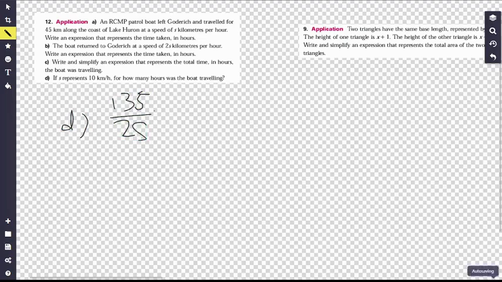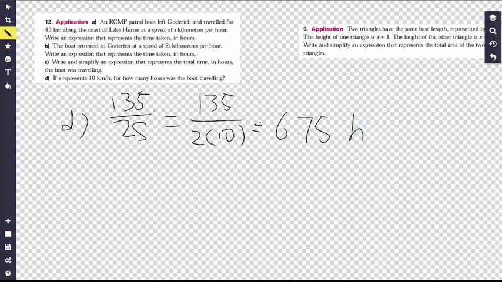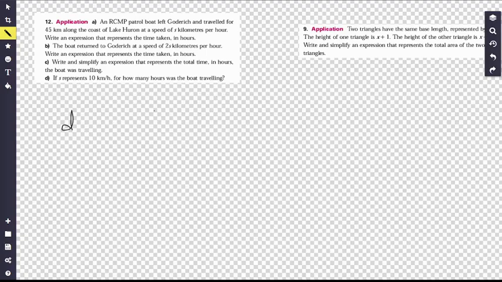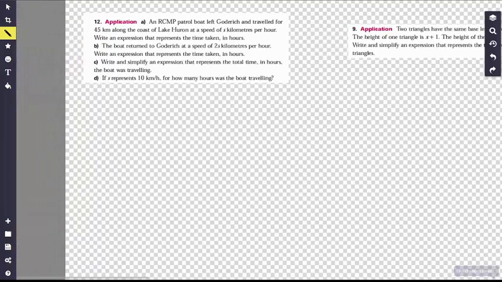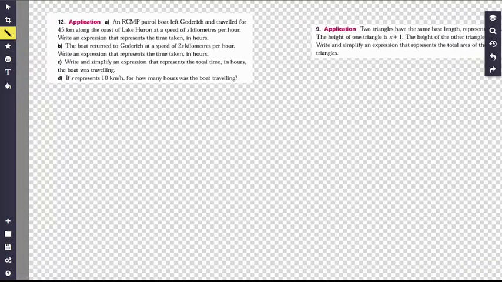Now, if s represents 10 kilometers an hour, we are going to figure out how long we traveled. 135 over 2 times 10, which is equal to 20. So now 135 divided by 20, let me get a calculator. It's going to give you 6.75 hours, otherwise known as 6 hours and 45 minutes. You can give it as 6.75, or as 6 hours and 45 minutes, depending on how you want. In this case, it didn't specify that you have to give it in hours and minutes, so 6.75 hours would be a perfect answer.